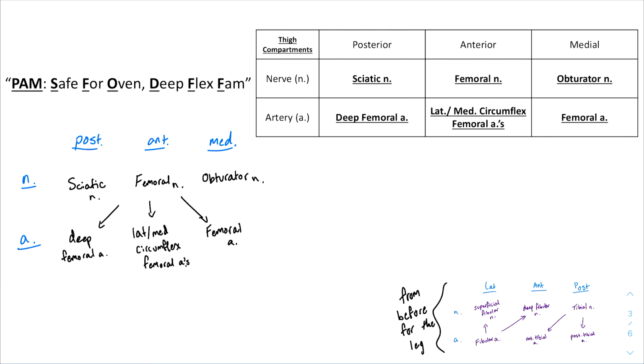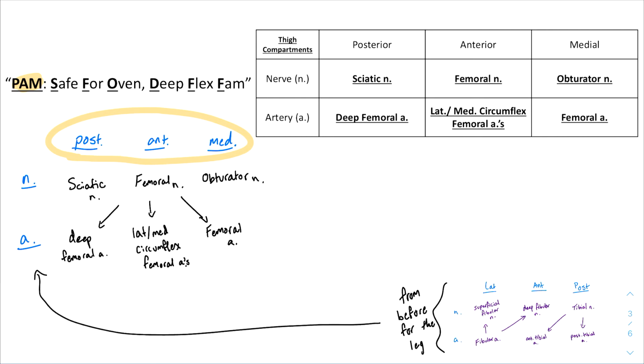So in summary again, the PAM is going to be for the posterior, anterior, and medial compartments. The nerve and artery ordering from top to bottom is going to be continued over from the previous mnemonic. And then safe for oven, deep flex fam, sciatic femoral obturator, and then deep lateral/medial circumflex, and then femoral. And so the 2 mnemonics that have been covered here are able to get us a lot of high yield artery and nerve information associated with the leg and the thigh fascial compartments.